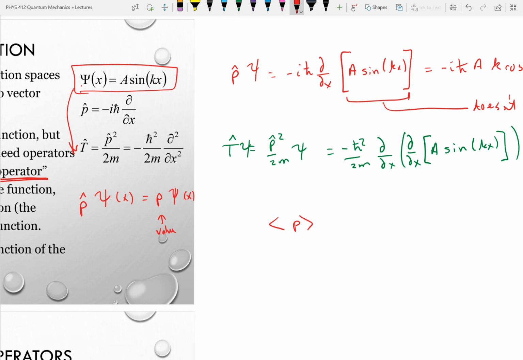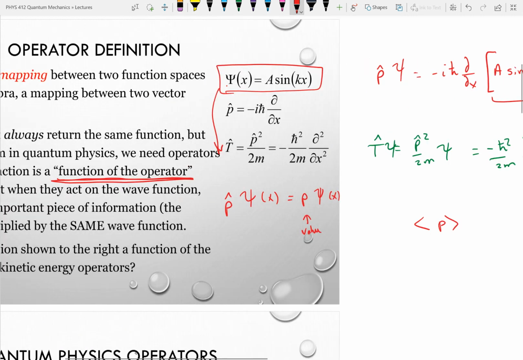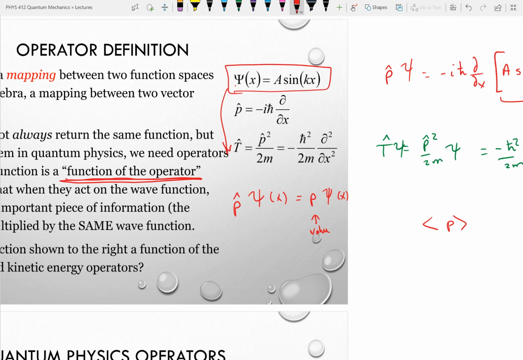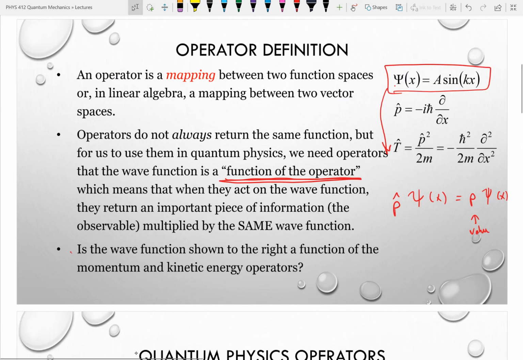And calculating the expectation value of momentum requires that I have the probability times the momentum value. But if it's not a function of the operator, I'm not going to end up with the psi mod squared, the probability part. And so I would have to go back and review Friday's notes to see exactly what I did with that. I don't know if I made a mistake or not. I have to go back and look. But you have to be a little bit careful in finding the expectation value of an operator that is not an operator of the function.